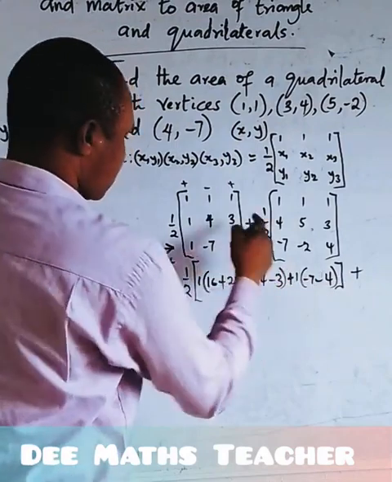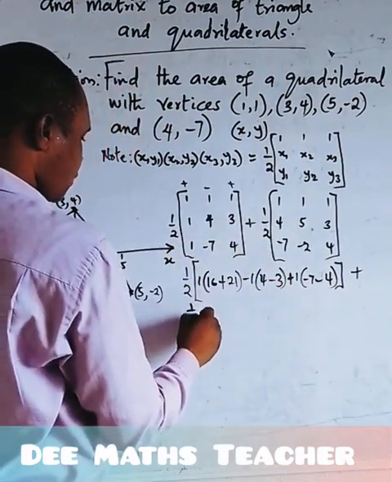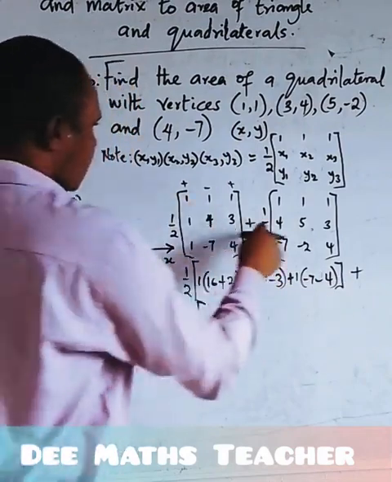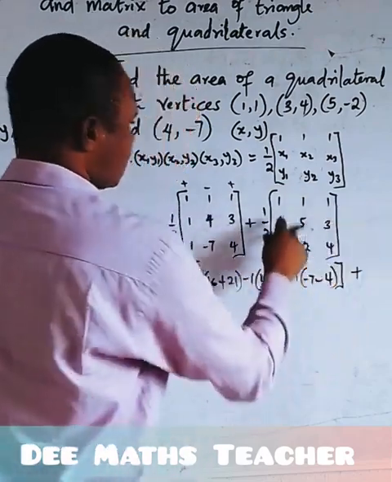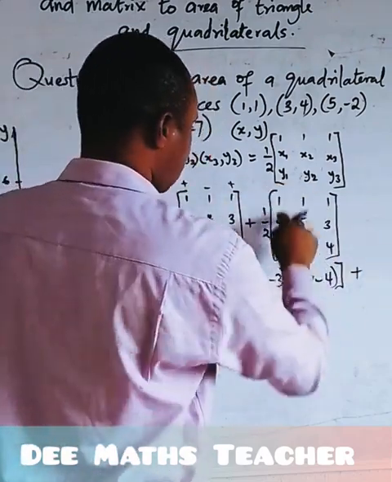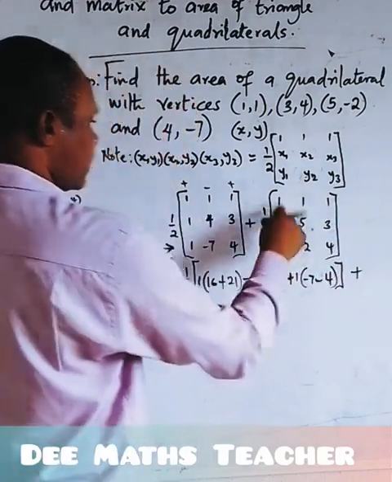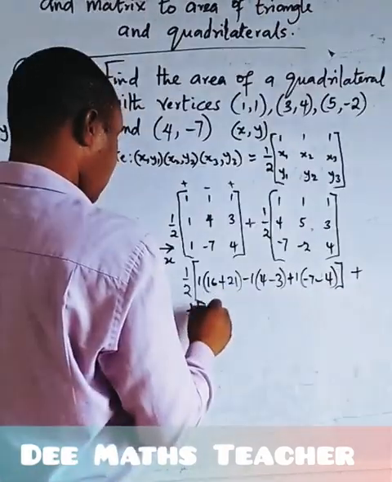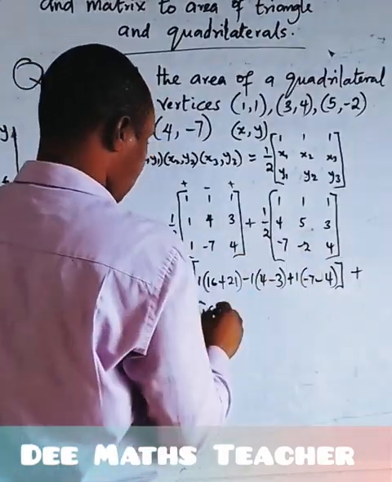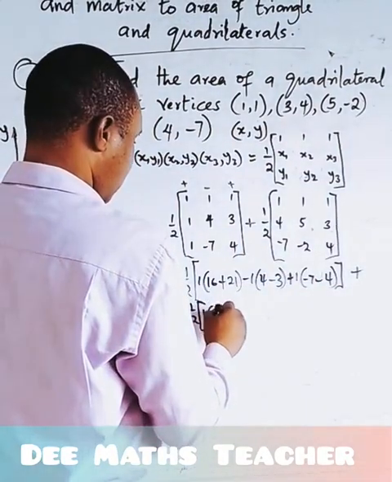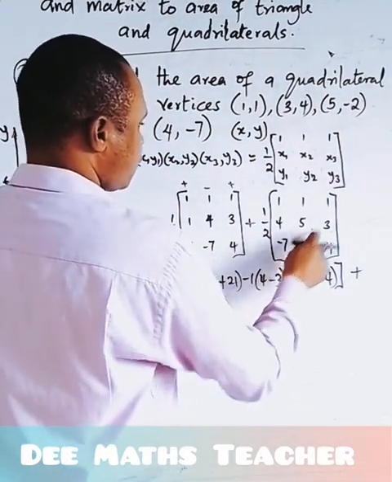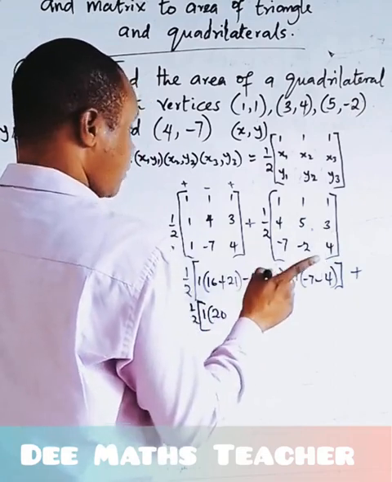Plus, we come to the second matrix, which is 1/2. We leave this row and this column. This is the column, this is the row. Then we start from 1 here. Multiply by 5 times 4, which is 20. And minus 2 times 3 is minus 6.